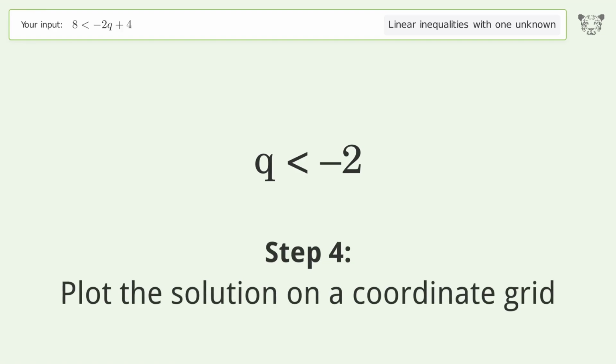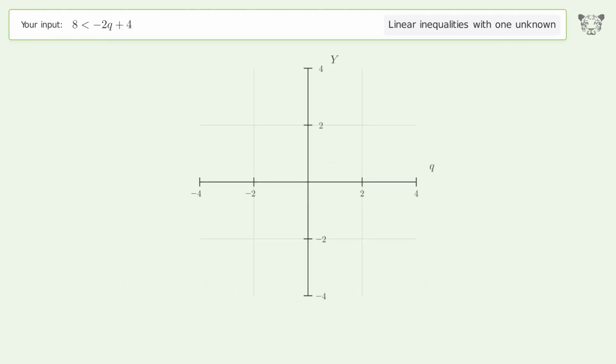Plot the solution on a coordinate grid. And so the final result is q smaller than -2.